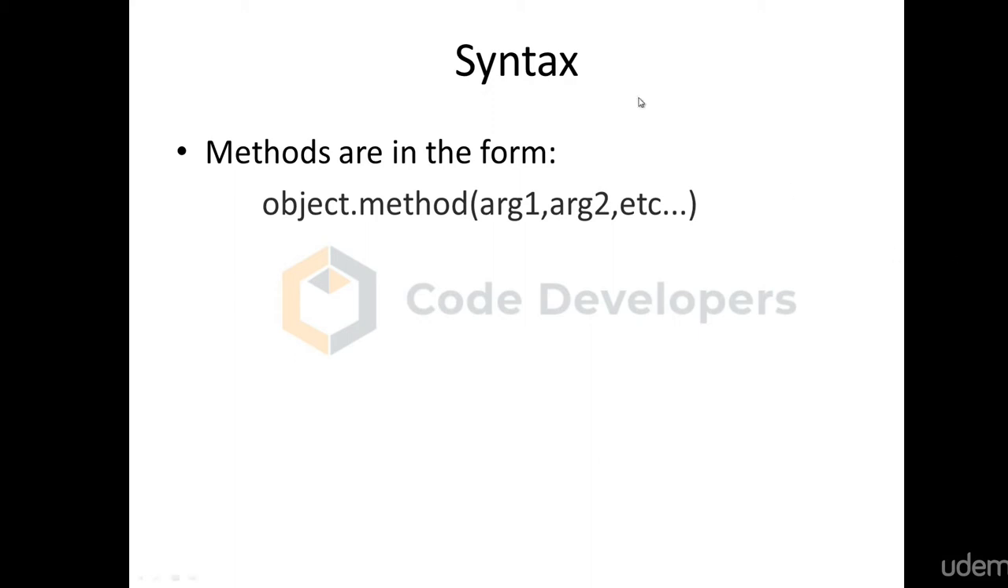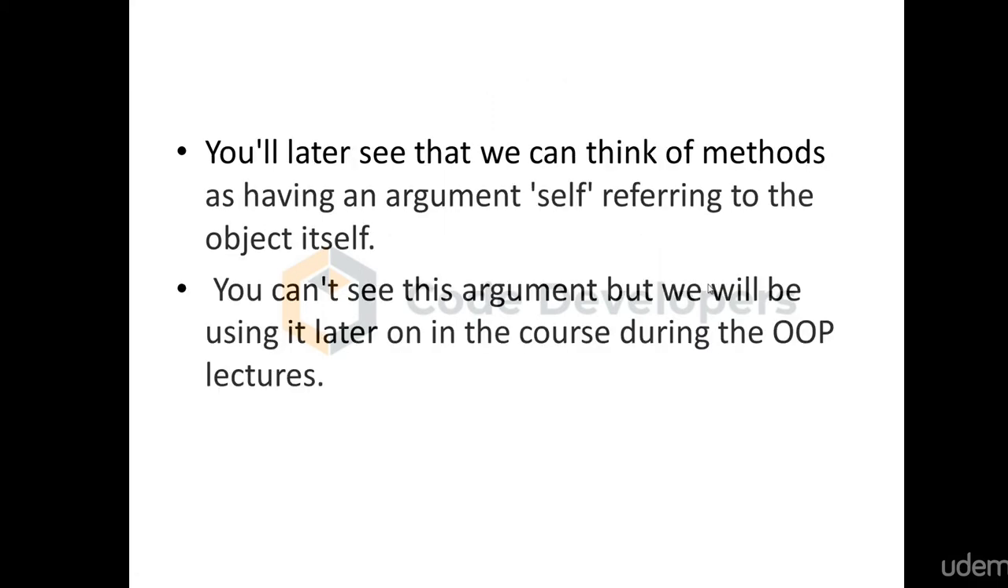Methods are in the form of this syntax, where you have the object, or the variable that's referring to that object, a dot, then the method name, and then parentheses with additional arguments. Sometimes you pass an argument, sometimes you don't. It depends on the method. You'll see later that we can think of these methods as having an argument called self that refers to the object itself. Don't worry if you don't understand that now, but keep it in the back of your mind and you'll see how it comes into play when we learn about object-oriented programming.